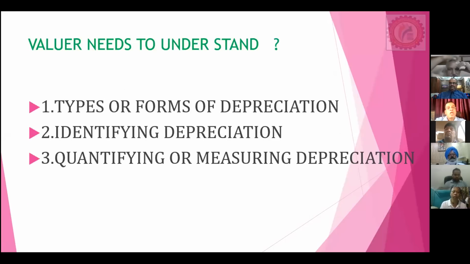Now, the valuer needs to understand, what are the subjects that are to be understood by the valuer? Types or forms of depreciation. How many types of depreciation are there? Because once you understand how many types there are, it is very easy for you to identify them and quantify them. What is the job of the valuer? The job of the valuer is very clear. Our job is to identify the depreciation and also quantify the depreciation. Quantifying means we have to measure the depreciation. Unless we measure it, it is not possible for us to give the value.